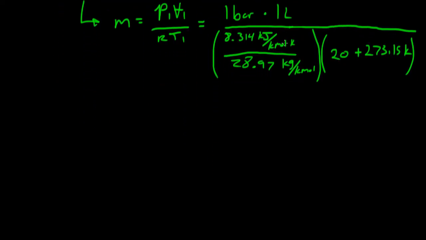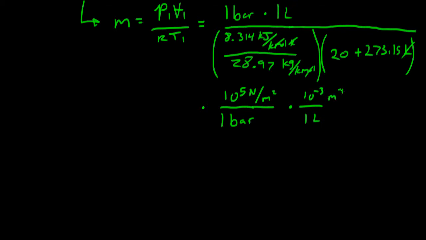Looking at the units, we see that the kmols cancel and the Kelvin cancel, but we have bars, liters, kilojoules, and kilograms left over. We can get rid of the bars by recognizing that 1 bar is 10 to the 5th newtons per meter squared. We can get rid of the liters by recognizing that 1 liter is equal to 10 to the minus 3 meters cubed.